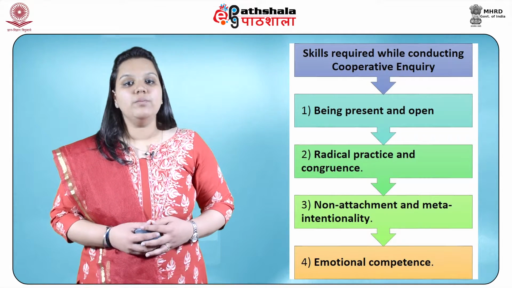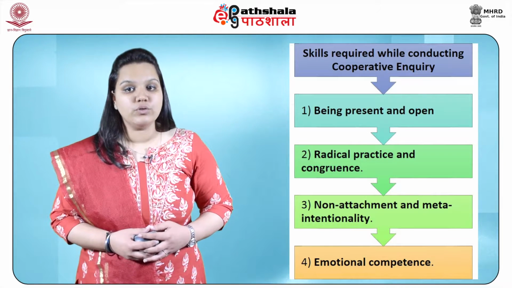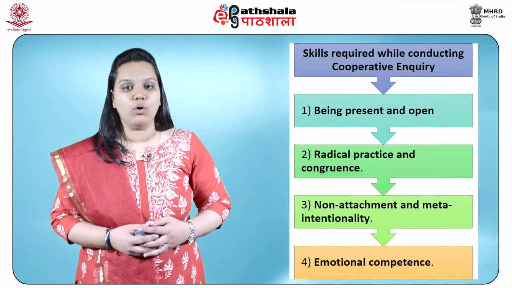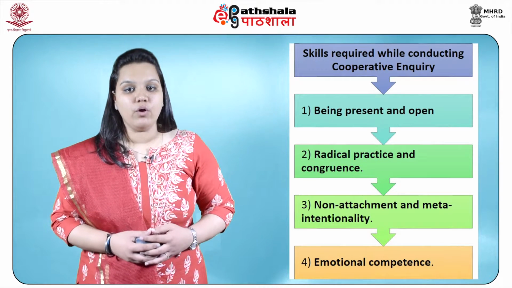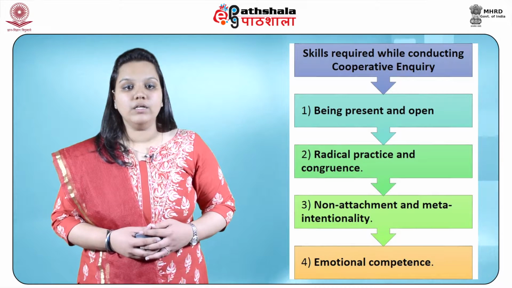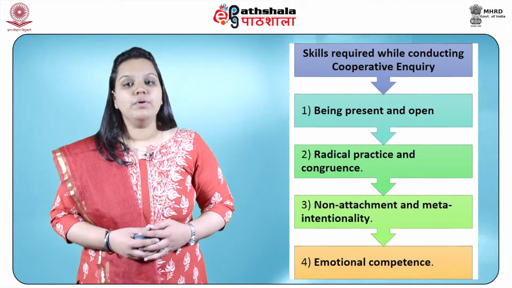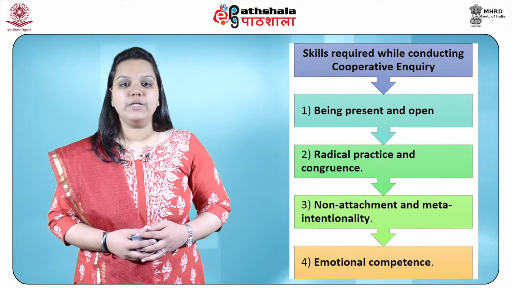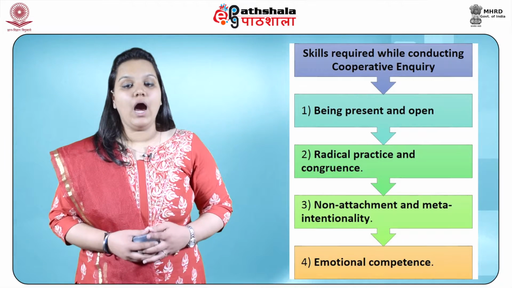2. Radical practice and congruence. While doing cooperative inquiry, the researcher should have the skill of radical practice and congruence, which simply means that the researcher should be aware of the purpose and the outcome, underlying values, its motive and defining norms. Being aware of any lack of resemblance between these different features of action and adjusting them accordingly is also included in this skill.